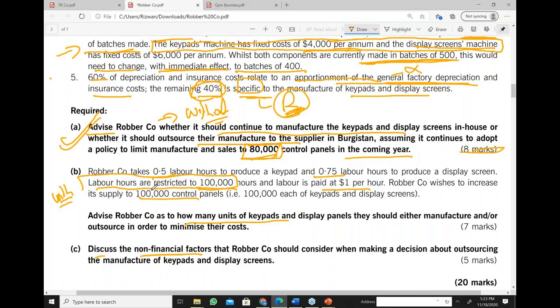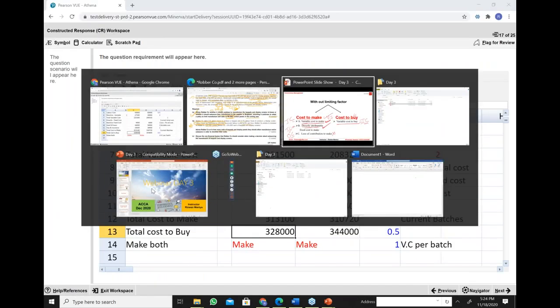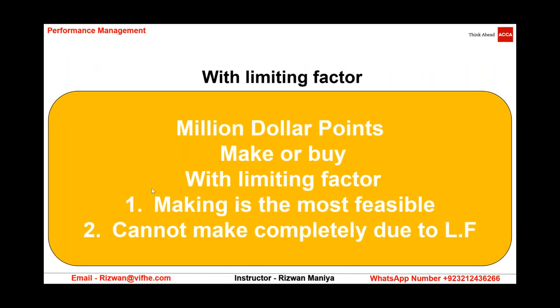Now, because there is a restriction here, it's very much clear that it is with limiting factor. It is with limiting factor. Are you getting the point? So when it's with limiting factor, what you have to do? So let's go towards that. The $1 million point for with limiting factor. Now, this is really very important. The mindset that I'm giving you here.